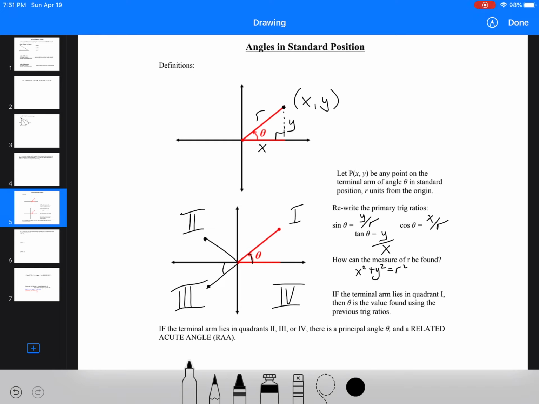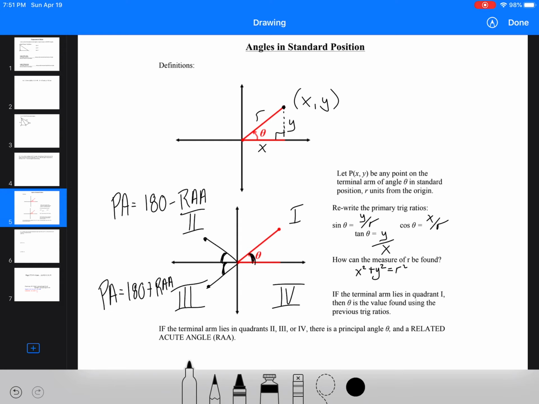So with that being said, let's go back here really quick. If we know we can find our related acute angles, if we always look at the positive value, we can find a related acute angle. So if I went over here, I would have a -x in quadrant 2 and a positive y. But if I made them both positive, it would just give me the same angle as though I was in quadrant 1. But all I'm going to do in this quadrant is 180 minus the related acute angle, and that will give me the principal angle.